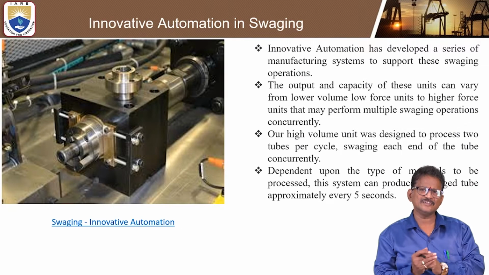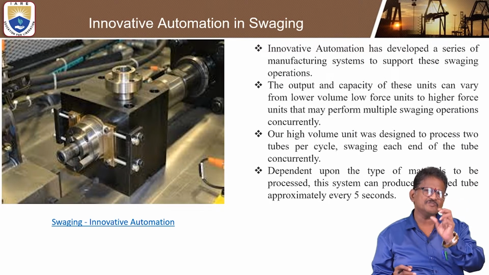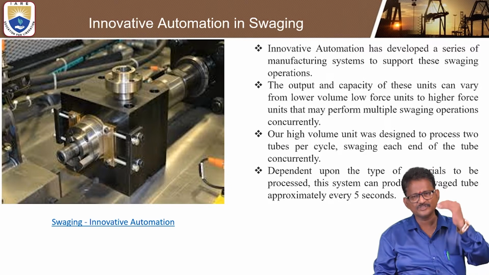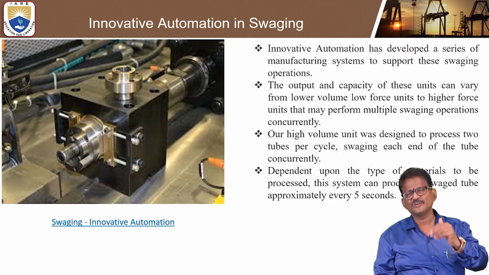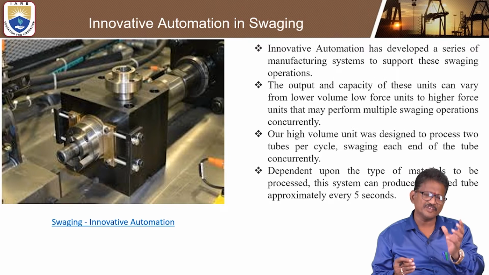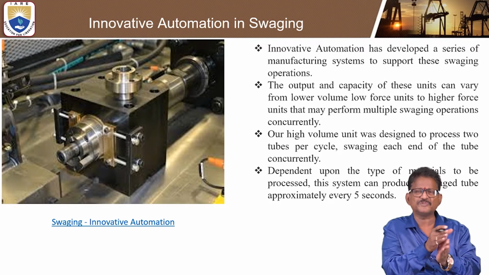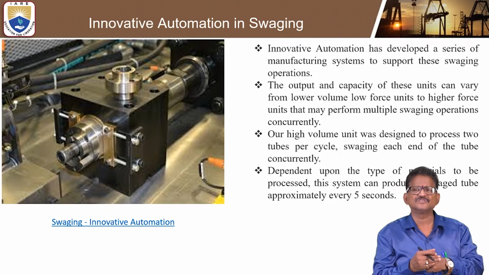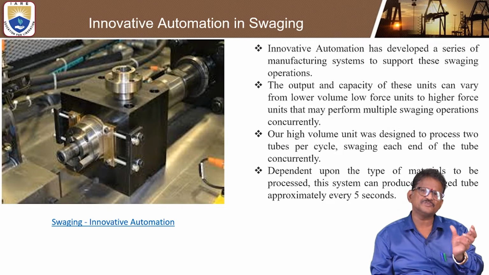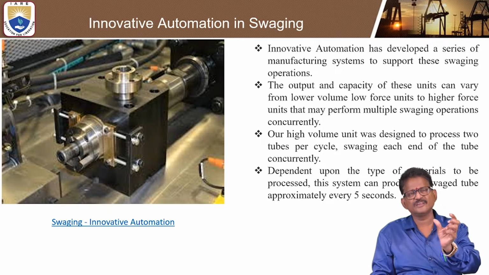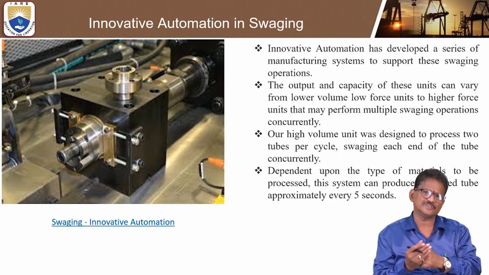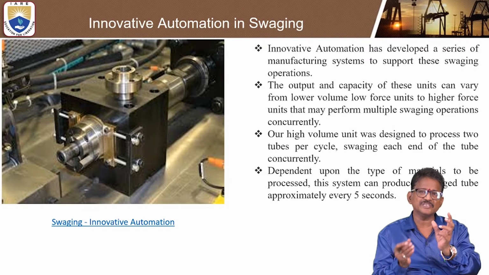Now let us see what is important: innovative automation in swaging. Traditionally, manually, it is somewhat difficult to maintain that shape and size by applying the compressive force by hammering. So manually, it is not possible to get perfect quality of size and shape. Obviously, we need to go for automation, that too, innovative automation in swaging.